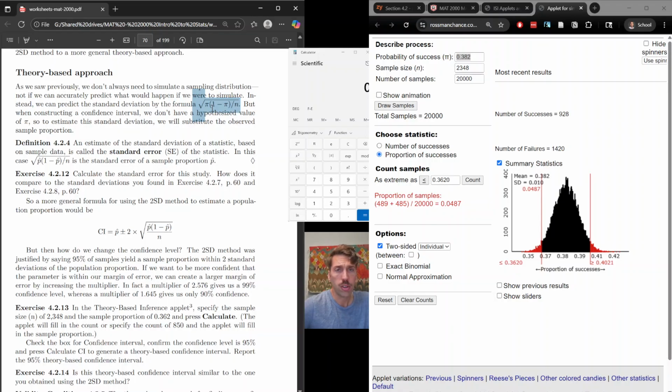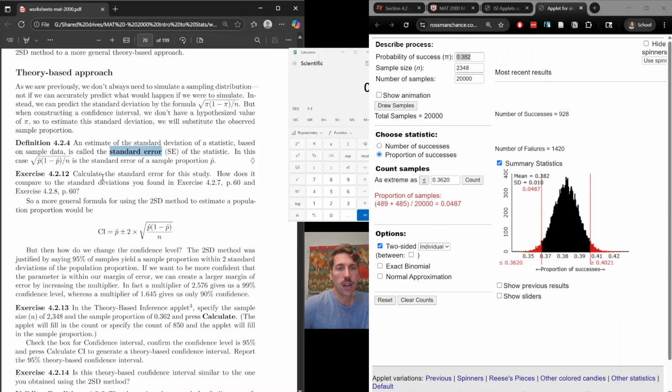So you often don't know what pi is, so this formulation is not really useful. A formula with a number you don't know doesn't really help you much. But we can use p hat as a pretty good guess for pi, and then do the square root of p hat times 1 minus p hat all over n. And that's called the standard error of the statistic.